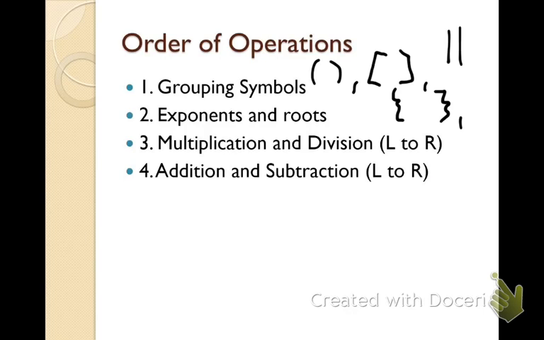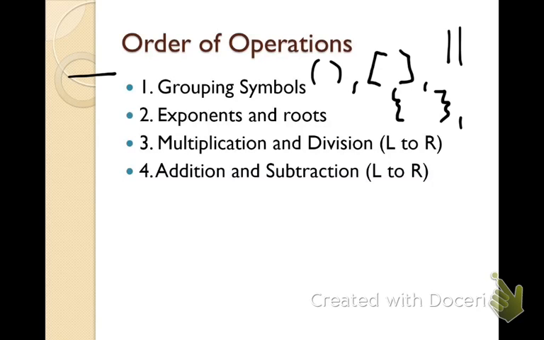So absolute value is always positive because distance is always positive. Anyway, grouping symbols. And I'm going to add this in there too. Fraction bar is a sense of grouping symbols, right? We're going to want to work completely in the numerator first and then completely in the denominator next and then divide. So fraction bar is a little bit of a grouping symbol. There you go.